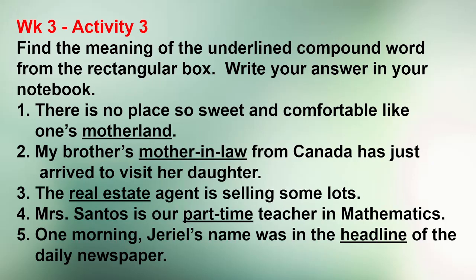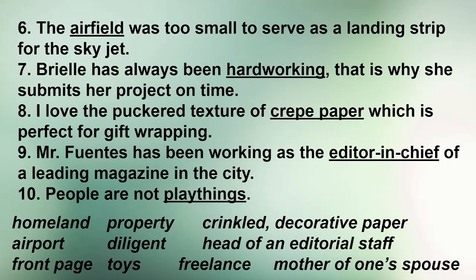Activity 3. Find the meaning of the underlined compound word from the rectangular box. Write your answer in your notebook. Here we have items 1 to 10. The words are underlined, and all you have to do is look for the synonym of the word that has the same meaning as the underlined word. You will get your answers from the list below, like homeland, airport, front page, property, diligent, toys, crinkled decorative paper. That is one description. Head of an editorial staff, freelance, mother of one spouse.